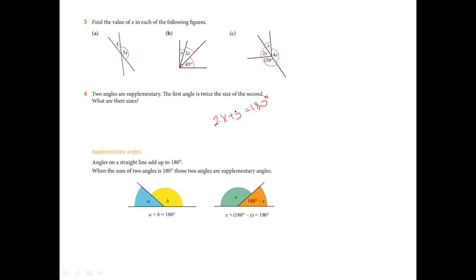What are their sizes? The first angle is twice the size of the second angle. But here we have two different variables. How can I solve this problem? Let me solve x plus y is equal to 180 degrees. And the first angle is twice the second. If the second angle was 40 or 50, we cannot give any values.